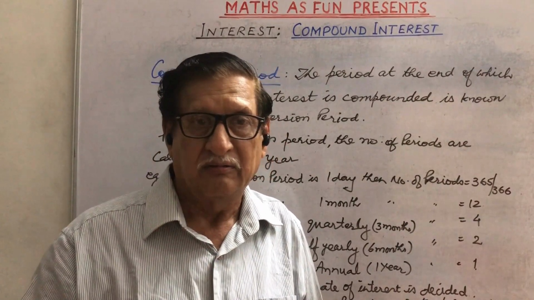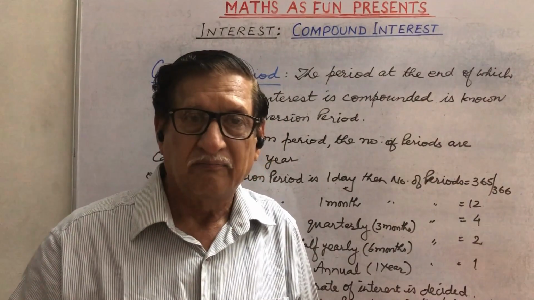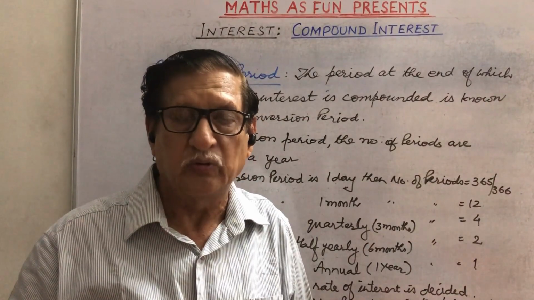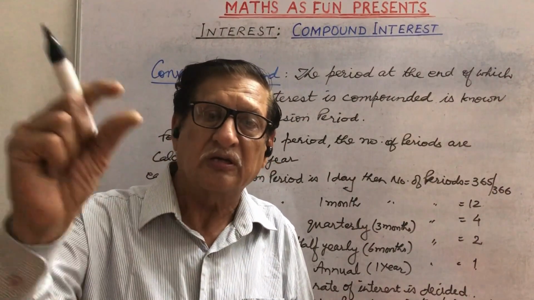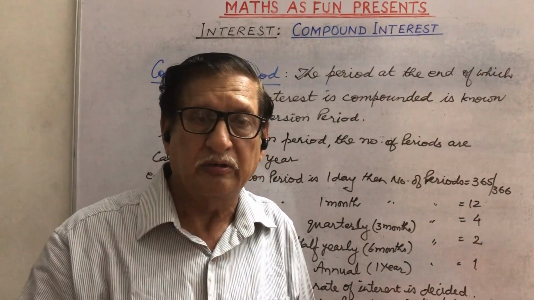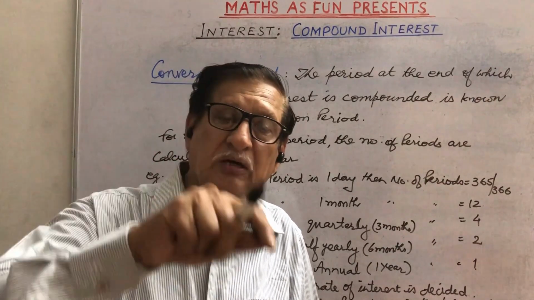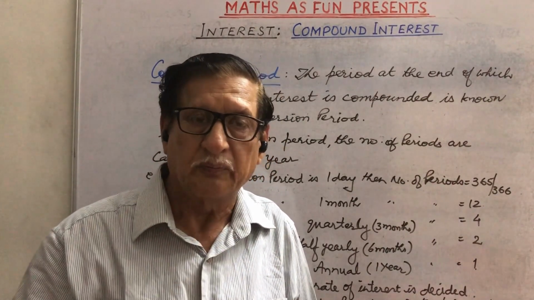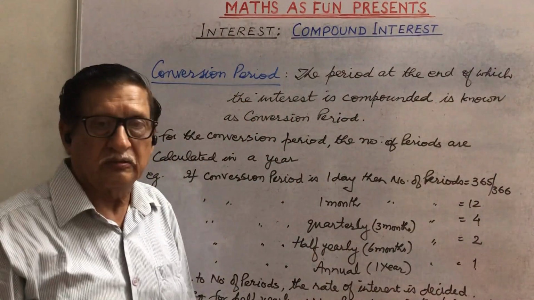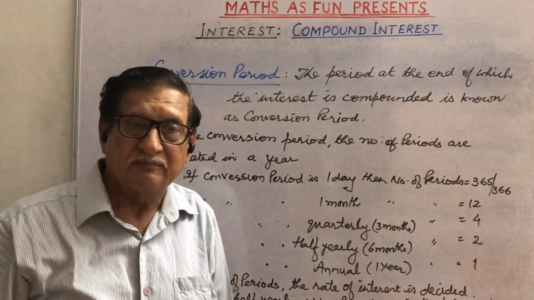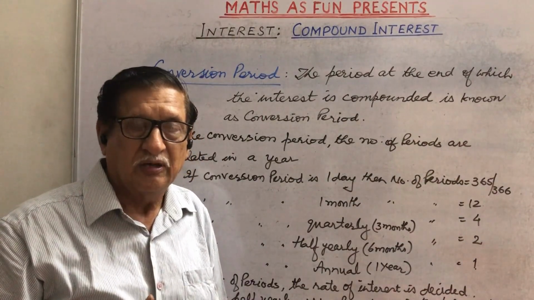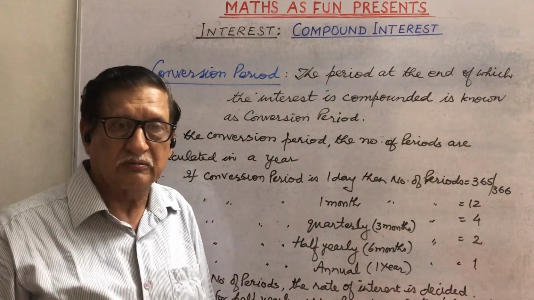What do we say then? Suppose it is quarterly, then there will be 4 periods and quarterly the interest is compounded. So there will be 4 periods in a year. And also we will find out that the rate of interest which was annual is to be taken according to this particular period. So what we say about the conversion period is that the period at the end of which the interest is calculated or compounded is known as the conversion period.